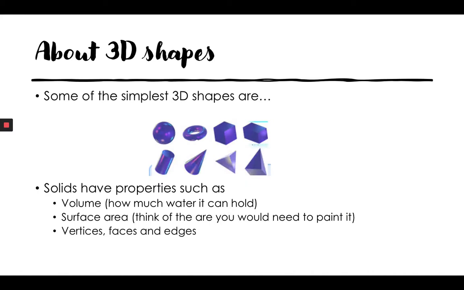Some of the simplest 3D shapes are the ones here below. I'm sure some of you can recognize the prisms, cubes, cones, pyramids, spheres, and so on. Solids have properties such as volume, so think about how much water it can hold. Surface area, think of the area you would need to paint it. Sorry, that should say area. And the vertices, faces, and edges that it may have.